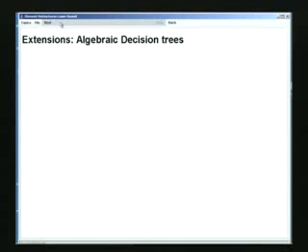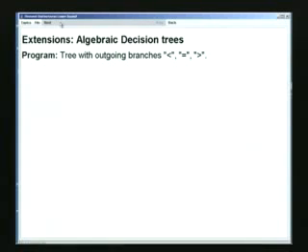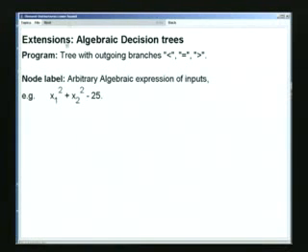I want to quickly extend this to the case of algebraic decision trees. So here is a quick definition. The program in this model consists of trees with outgoing branches less than, equal to, or greater than. This time we'll just have these three relational operators for simplicity, although you can have other operators too. The node labels are no longer I:j, but they are algebraic expressions over the components of the input. So x1 squared plus x2 squared minus 25.